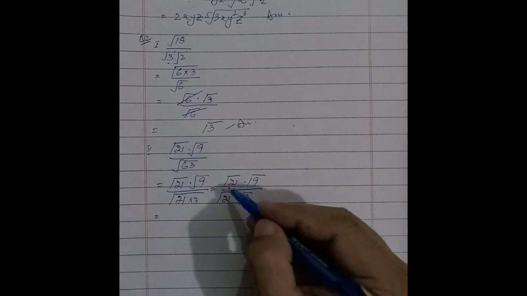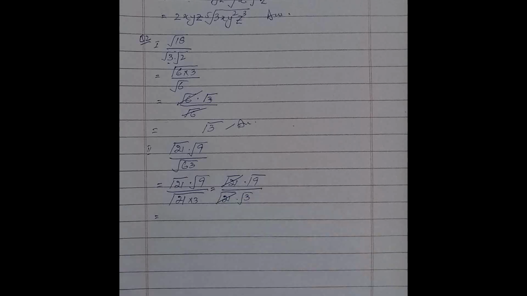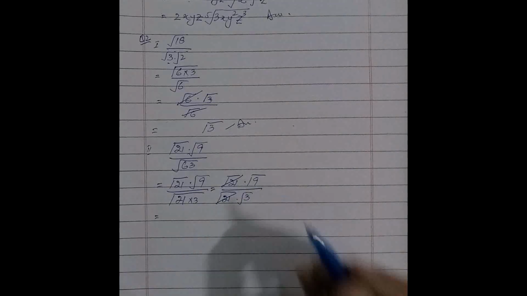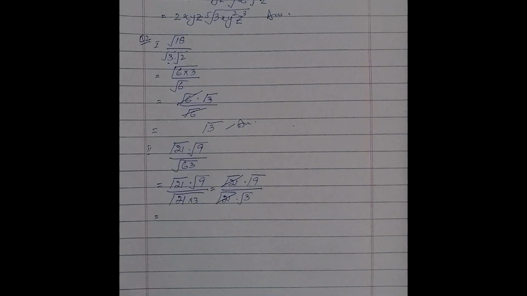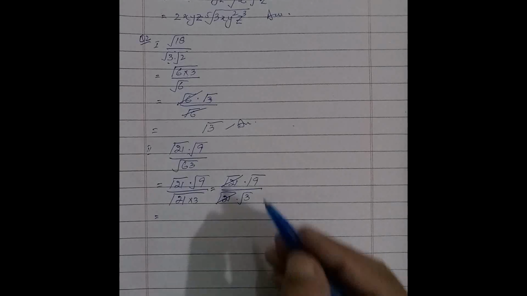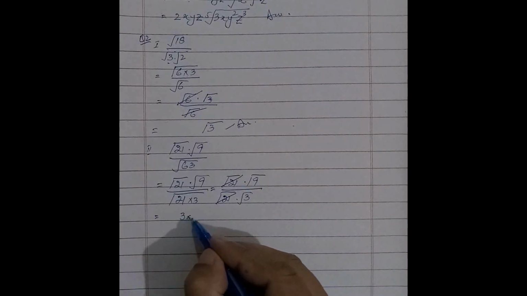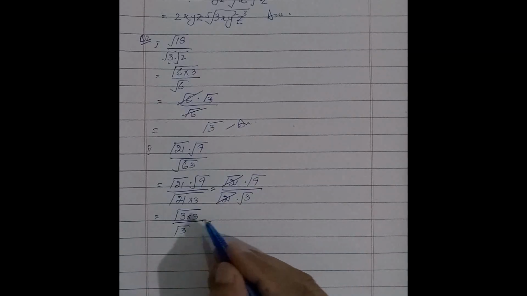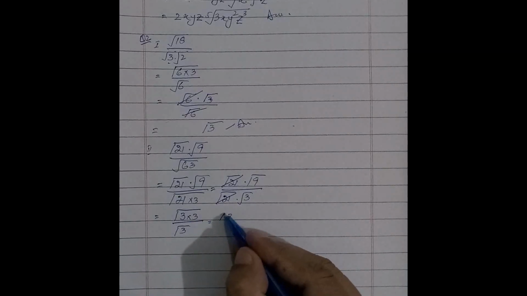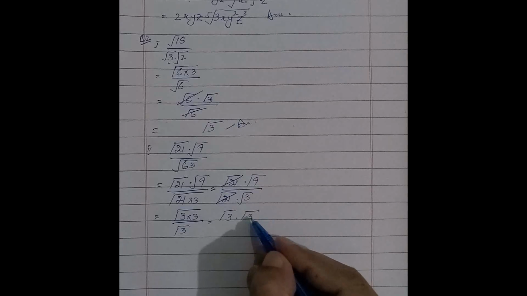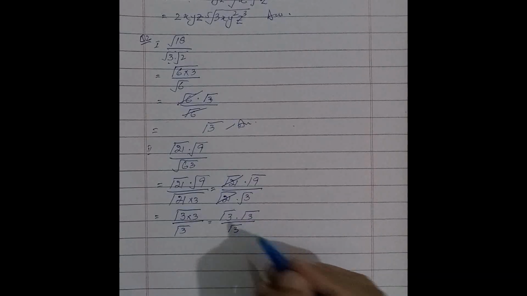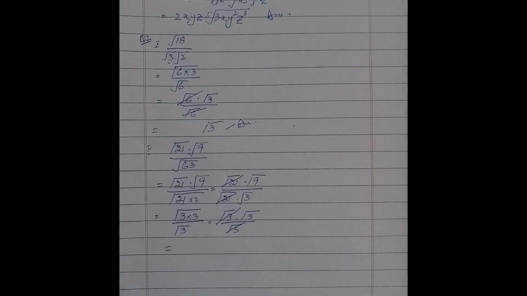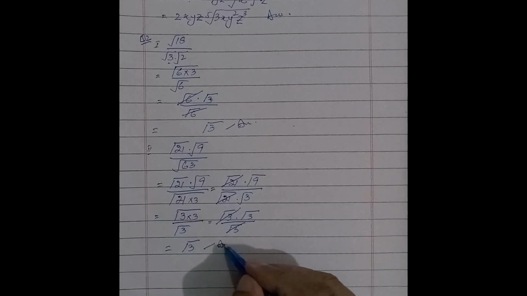Now simplify them. Square root of 21 cancels with square root of 21, and we break down the 9, which is 3 into 3, over square root of 3. Write them as square root of 3 into square root of 3 over square root of 3. This square root cancels with the other square root of 3, and the answer is square root 3.